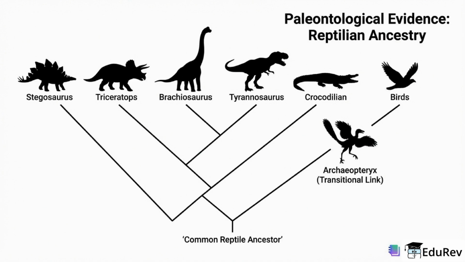Paleontological evidence supports a reptilian ancestry for birds and many modern reptiles. Fossils such as Stegosaurus, Triceratops, Brachiosaurus, and Tyrannosaurus show dinosaur diversity, while Archaeopteryx is a classic transitional fossil linking reptiles and birds and pointing to a common reptile ancestor.